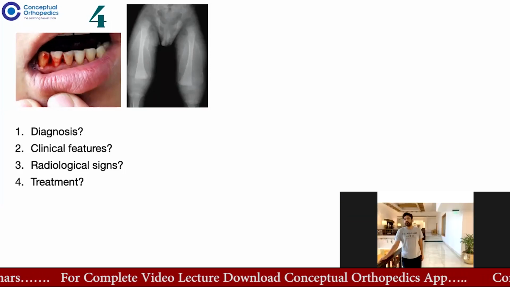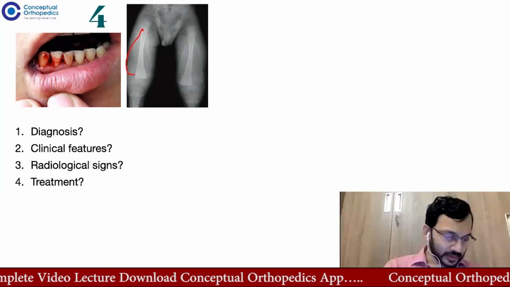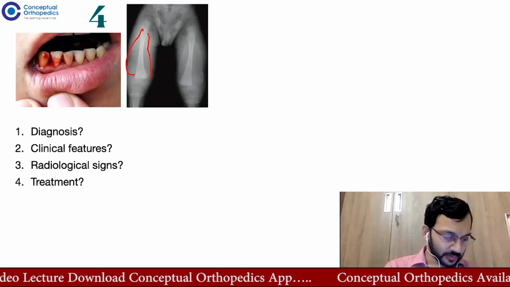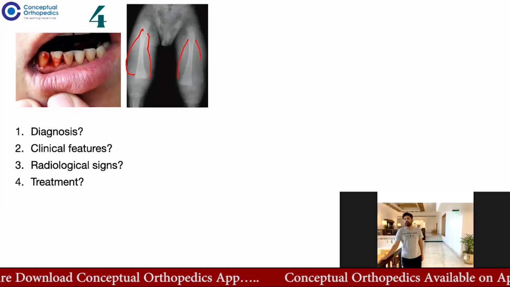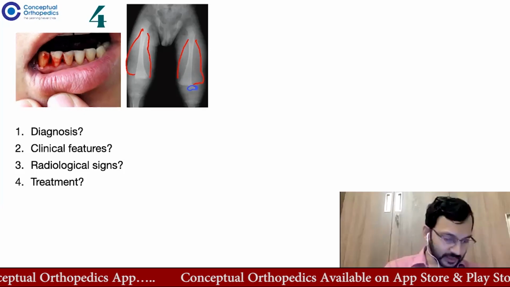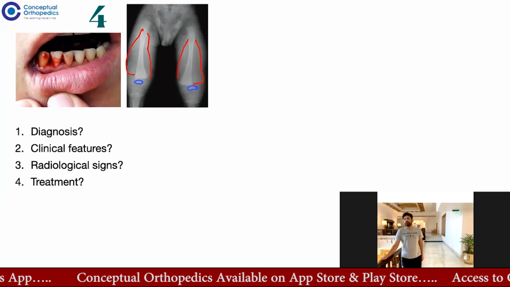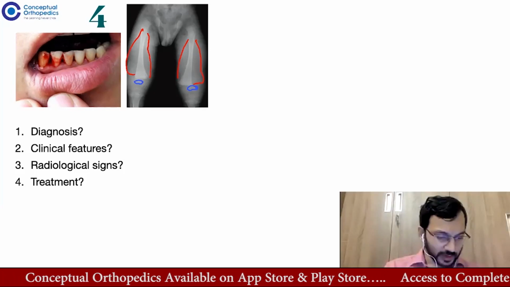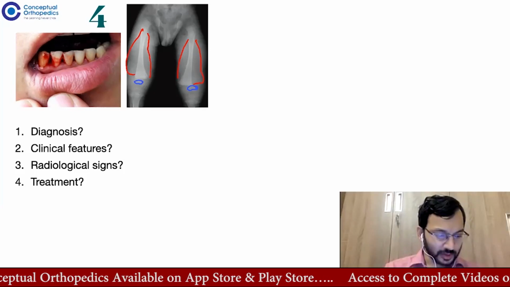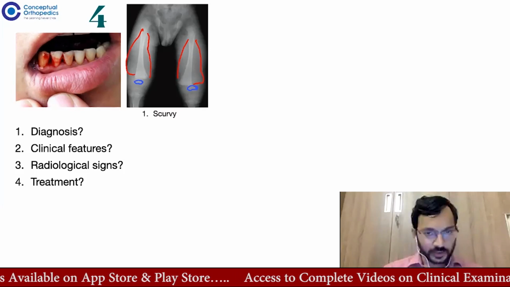Yes, sir. Very good. I don't know if you're able to see on this, but this is the periosteum here. And if you see, this is the epiphysis, the ring epiphysis. It is also dislocated a little bit, because of the subperiosteal hematoma. So the diagnosis, like you rightly told, is scurvy.